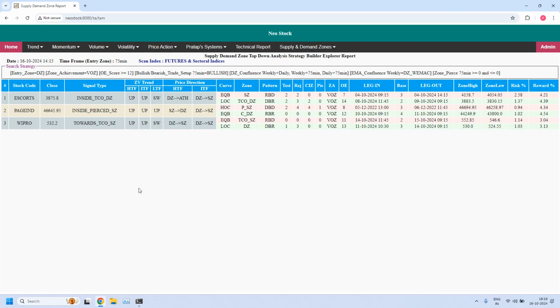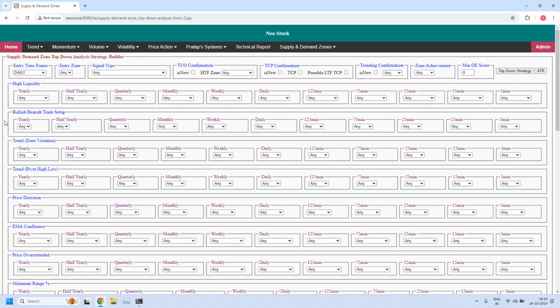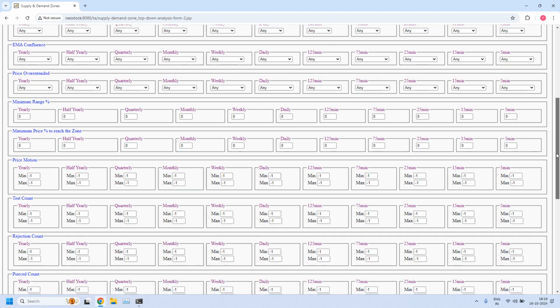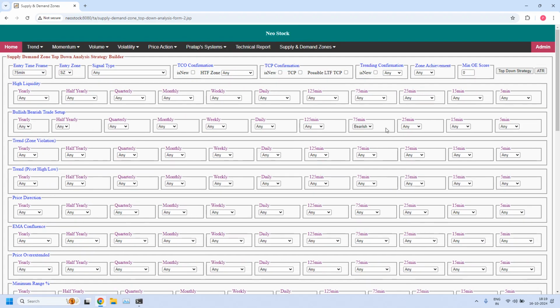Okay, this is about bullish trade setup for weekly income trade. Next, let us look for bearish trade setup for weekly income trade. So entry time frame 75 minutes, entry zone, supply zone. In bullish or bearish trade setup at 75 minutes time frame, I am setting bearish, and the 75 minutes supply zone should not be pierced. So in the pierced count at 75 minutes time frame, I am setting minimum value 0, maximum value 0. Zone achievement violated opposing zone, minimum odd enhancer score 12. All the three filters are applied to the 75 minutes supply zone.